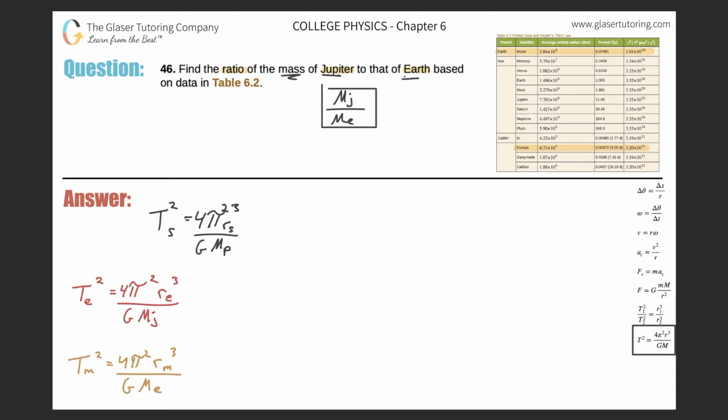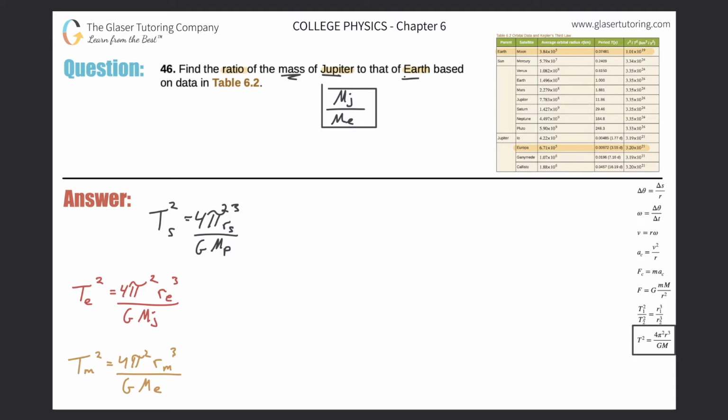So what do you think the strategy is going to be here? There's a couple of ways to do the algebra, but the strategy basically is to solve this equation for the mass of Jupiter, solve this equation for the mass of the Earth, put the mass of Jupiter over the mass of the Earth, as we see over here, and then just plug in the numbers. So that's what I'm going to do.